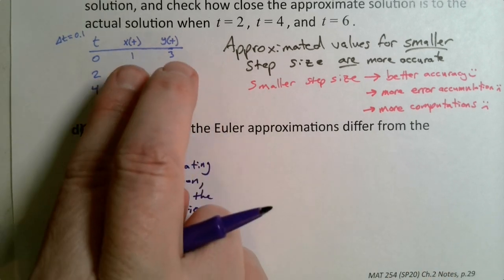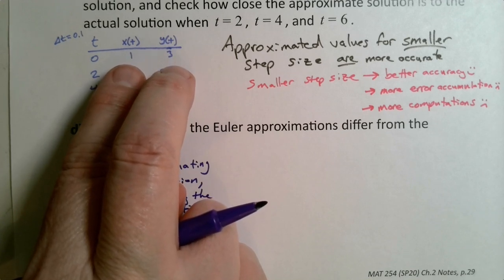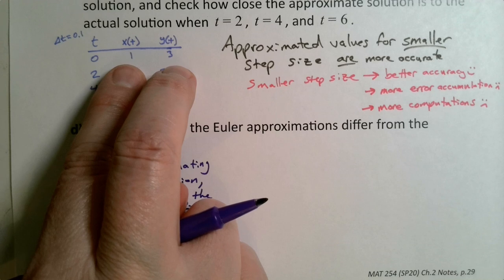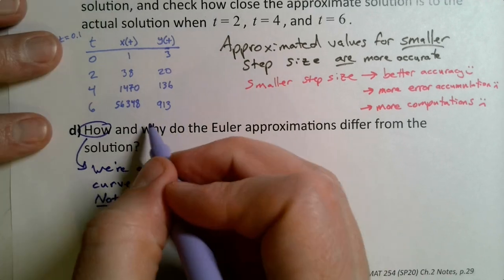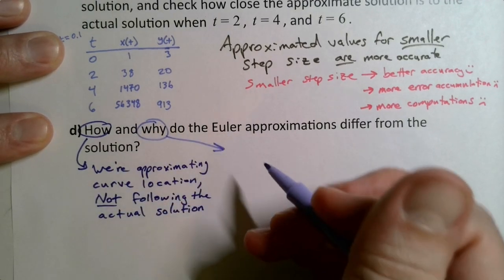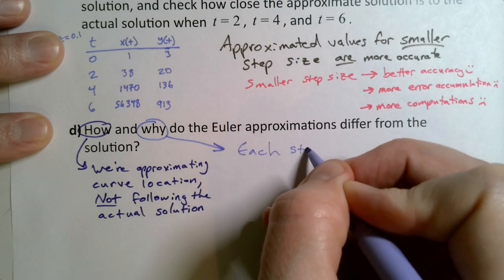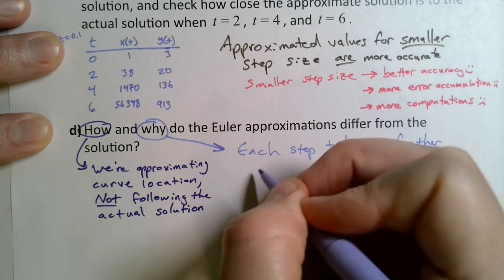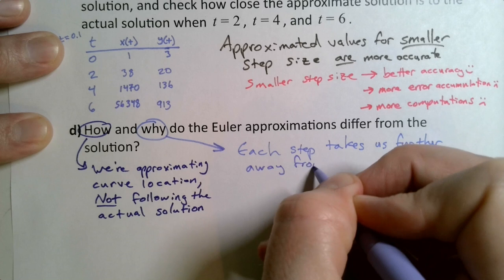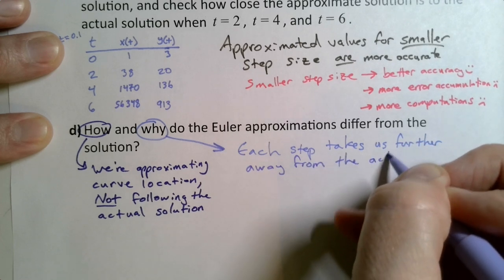So as soon as we get off by a little bit after the first couple of steps, then forever we're going to be off. We're never going to be able to get back onto the solution. So how do they differ? Well, they differ because we're approximating from the get-go. The very first step that we take is an approximation. And then, of course, the second part of this question is, why do they differ? Why is there so much difference? Well, the why is a little bit easier to understand. Each step takes us further away from the actual answer, from the actual curve.